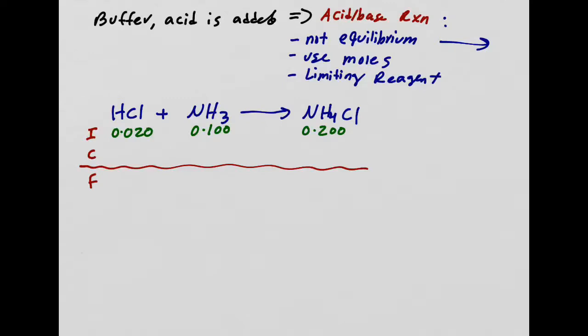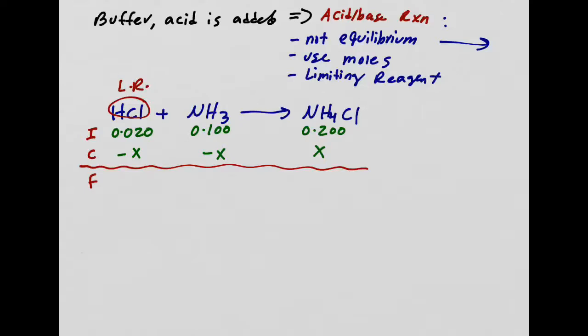Now the same thing as before. This is minus x, minus x, and this is my x. Now we use the moles. Now limiting reagent. I have 0.020 moles of hydrochloric acid react with 0.100 ammonia. Which one is my limiting reagent? Hydrochloric acid is my limiting reagent. So HCl is my limiting reagent.